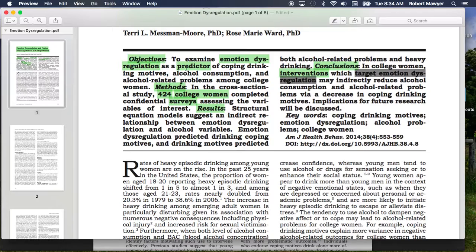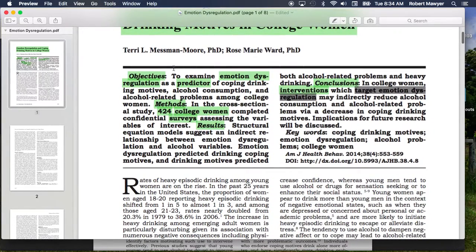Just as a reminder, not all abstracts are going to be breaking down the sentences in these useful little categories. Many, in fact, won't, but all abstracts are going to follow the same basic pattern. A sentence or two at the beginning that talk about objectives. Next are a couple sentences about methods. After that, results. After that, conclusions.